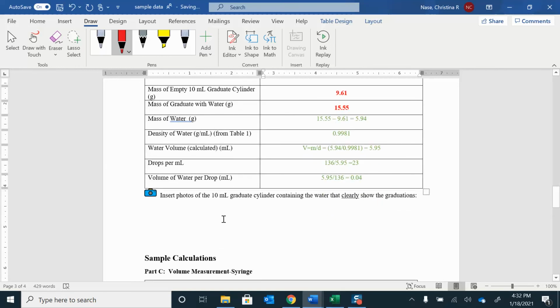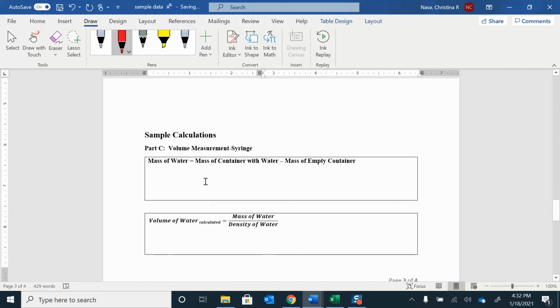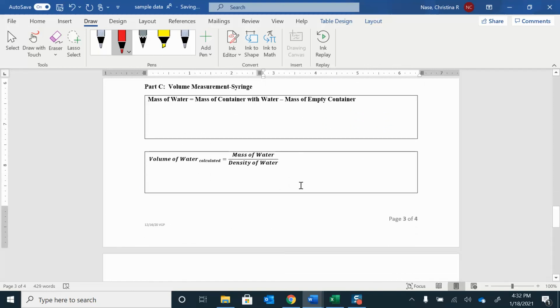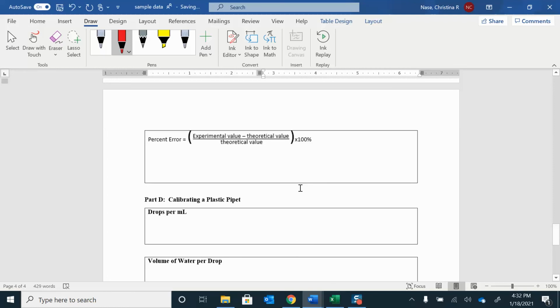So you can insert the pictures there wherever the instructions prompt you to take a picture. And then if you want to work out your calculations in here, you can show the different steps that we were just working on.